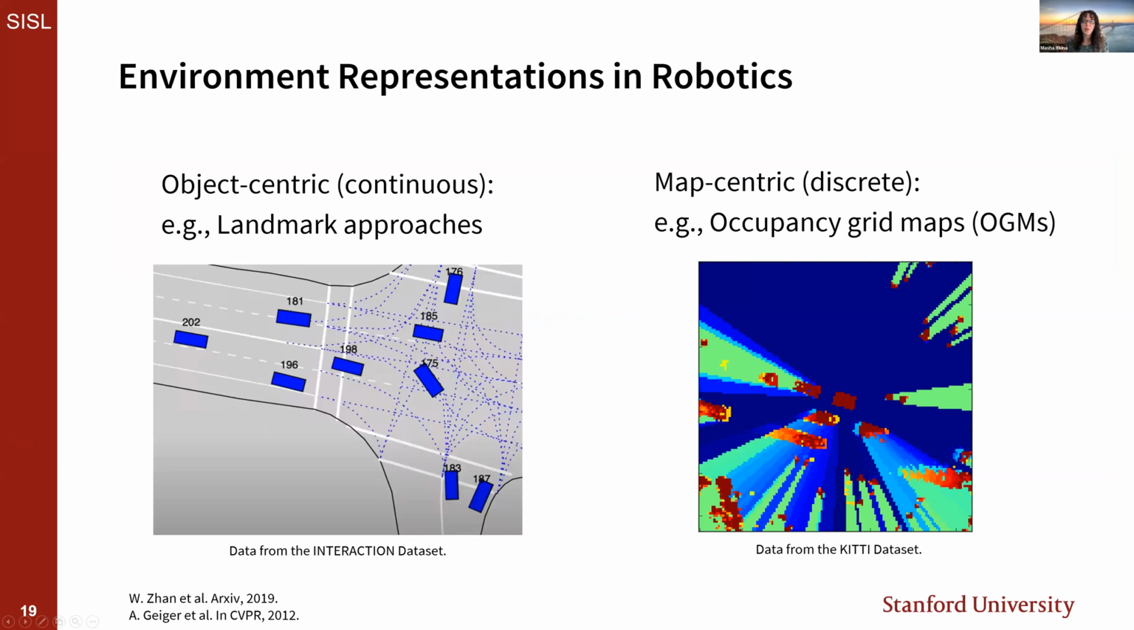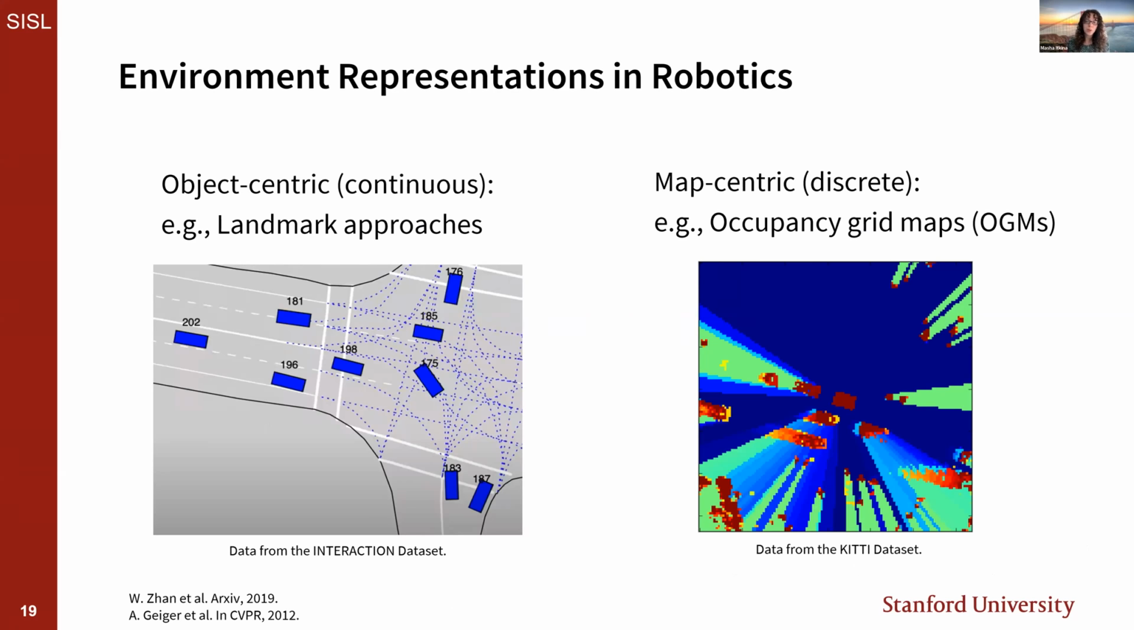First, in order to talk about spatiotemporal perception, we need to establish an environment representation. There are generally two categories of methods for representing the environment. The first and potentially most common is the object-centric or continuous approach. Agents can be detected and their state can be inferred in continuous space from sensor measurements.